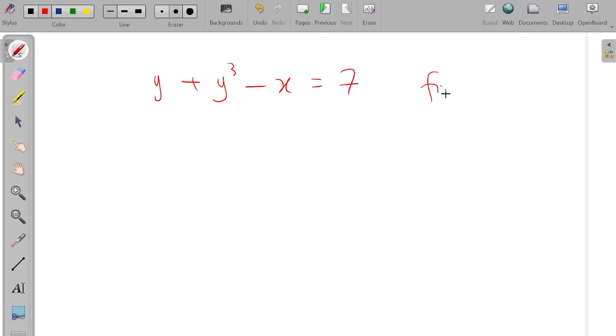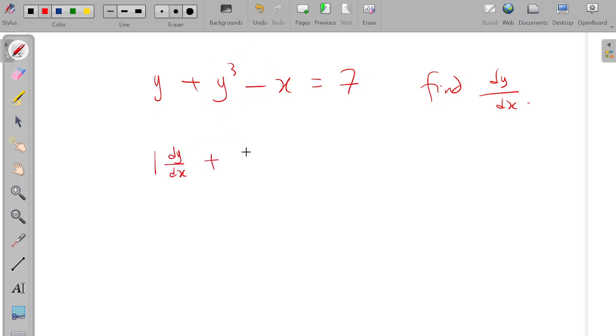We want to find dy over dx. Let's derive. Just derive y as if you are deriving x. Now we derive this, that is 1. But because y is a function of x, we multiply by dy over dx.